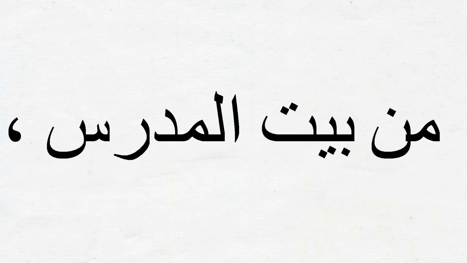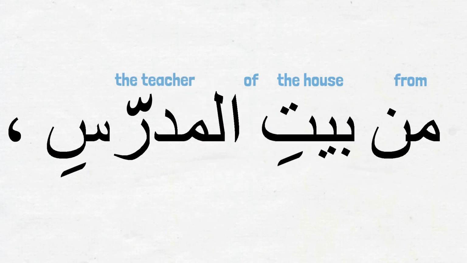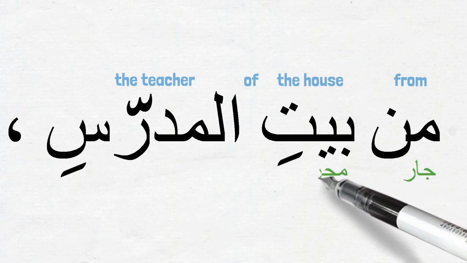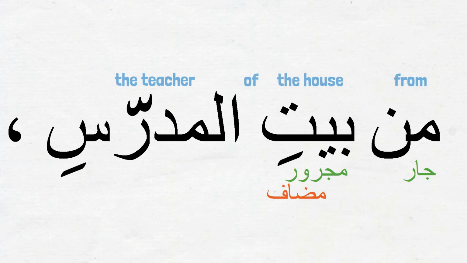Can you attempt to read the next one yourself? It should be min baytil mudarrisi, from the house of the teacher. If we didn't have min, it would have been baytul mudarrisi, a regular idafah. But min is harf jar, so it is turning the ism baytu to bayti, making it majrur. Min bayti is jar wa majrur, and ism bayti is also mudaf, and al-mudarrisi is mudaf ilayh.